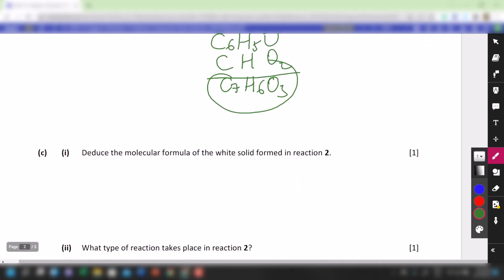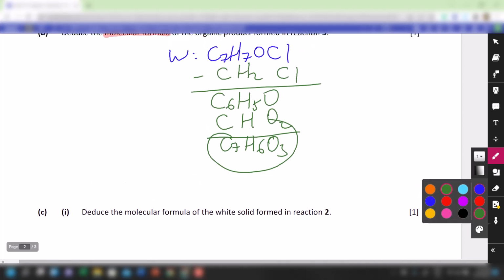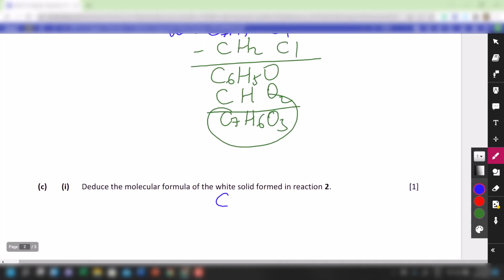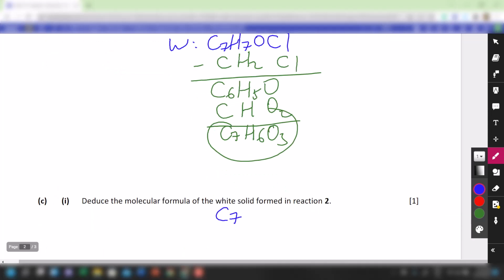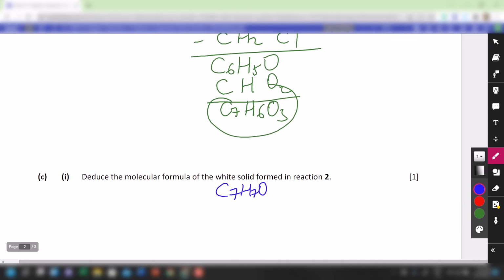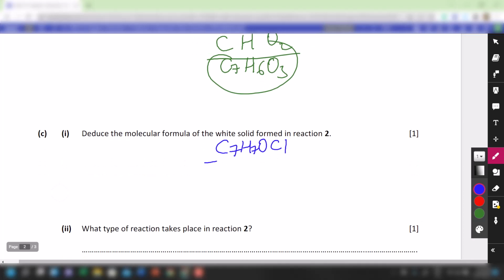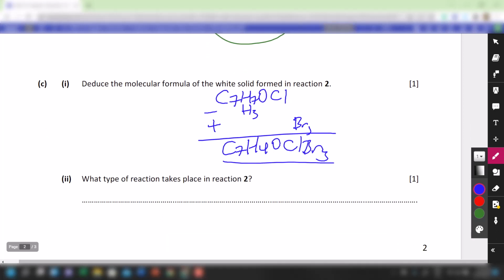Okay, then moving on to C part 1, deduce the molecular formula of the white solid formed in reaction 2. Again, we are going to use the same logic. So the molecular formula for W is C7H7OCl. Okay, what we're going to do is, because we understand that it's a tri-substitution, so we need to minus off 3 H's, and then we need to add 3 bromines. Okay, and that's it. I'm going to get C7H4OClBr3. So this can be done quite easily.